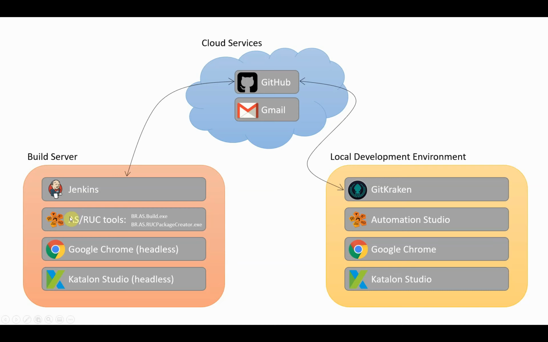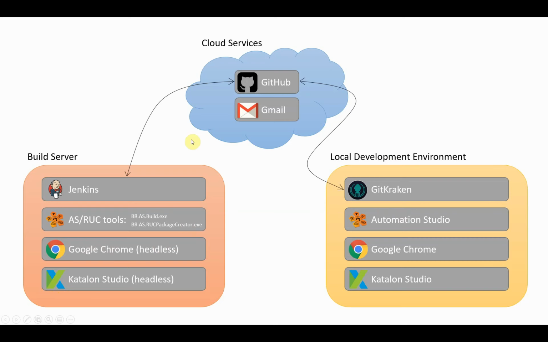Next, on the build server, we're going to have some local tools that are being used to build the project. These are tools that are installed automatically with Automation Studio in the background, such as the br.as.build.exe or the RUC package creator, or even RUC itself. Next, we have Google Chrome in headless form, which is going to be used to run the tests that we've created on the dev environment, and Katalon Studio working hand in hand with Google Chrome.